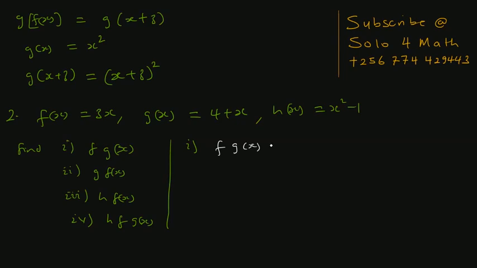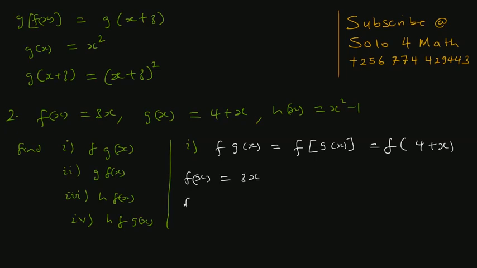So we say this is the same as getting g(x) and you substitute the function of f. So we can write it like this so that we can see it properly. This is the same as f of what is g(x). g(x) was 4 plus x. So refer back to our f(x). Our f(x) is equal to 3x.